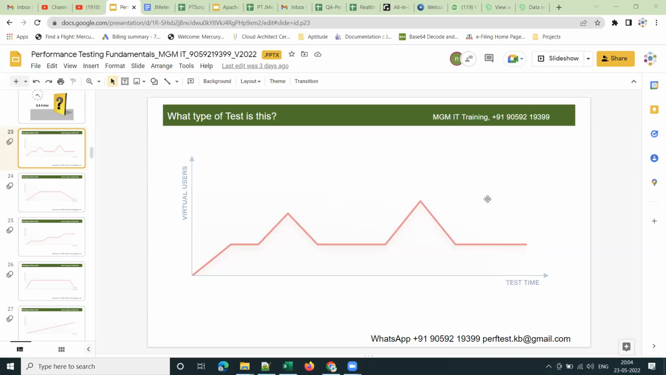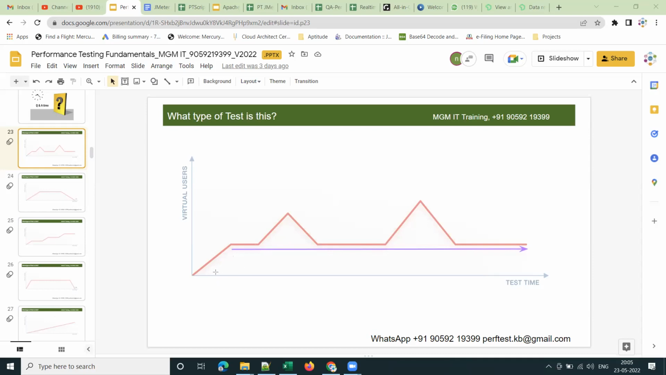This is spike testing. Shall we move to the next one? Clear, guys? This is spike testing, right? So you have short spikes for some smaller duration. Observe here. Let me explain something. Assume that this is the normal load on the application, and for a shorter time you have two spikes here, one small spike and one big spike, right?